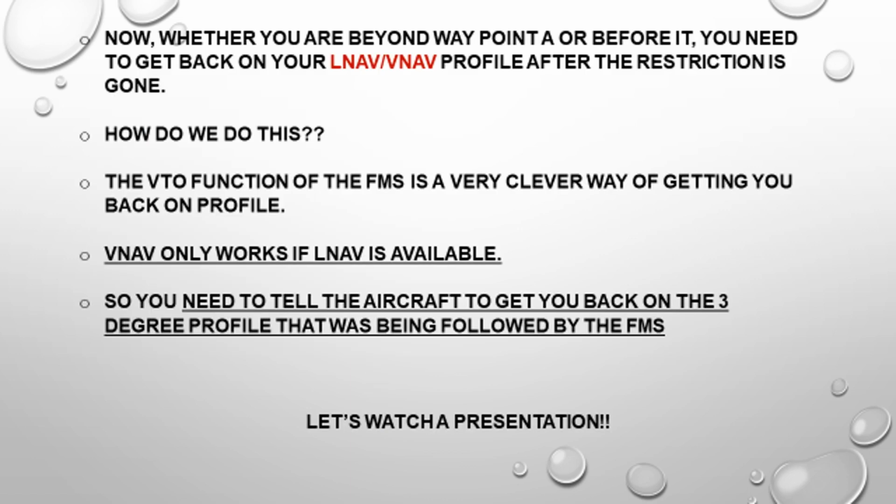Okay, so now whether you are beyond waypoint A or before it, eventually you'll have to get back to your LNAV VNAV profile so that you get a smooth descent profile down to the landing. Once your restrictions from radar, traffic separation or weather have been resolved, you now want to obviously get back to your 3-degree profile for the landing. Now how do we do this?